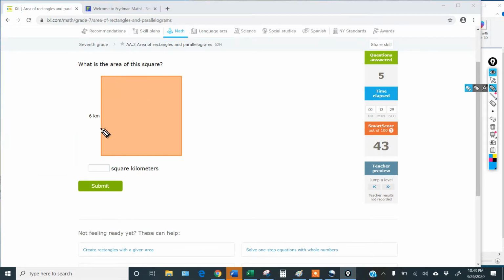All right, we have another square here. Just remember that if you have a square, then this side has to be the same as this side. So this would also be a 6 because this was a 6, right? So we just do 6 times 6 is 36. Let's go ahead and jump to the next level.